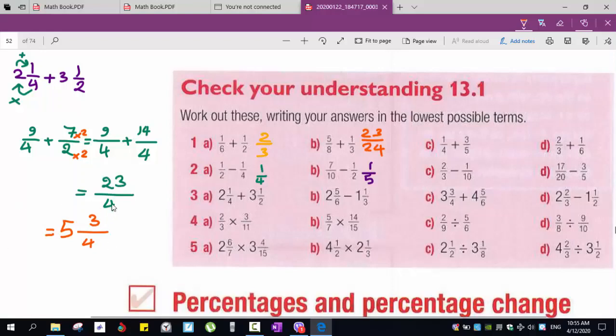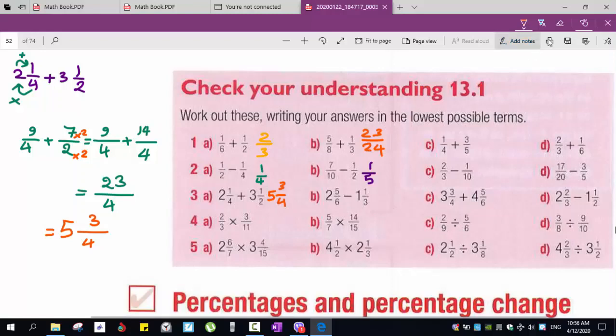Again, we can also use division. 23 divided by 4 will be 5, and the remainder is 3 over 4, which is the divisor. 5 3 over 4 is the answer of question 3a.